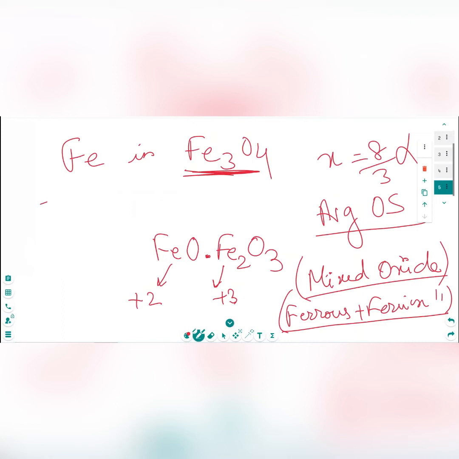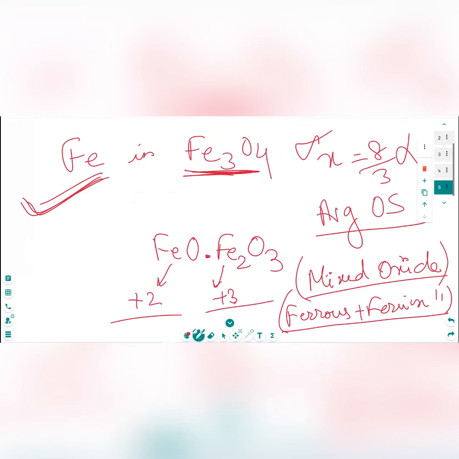Okay. And Swapnil, these kinds of questions do come in the exam because they are tricky. Fe3O4, people get confused. They get 8 by 3. Obviously, the answer is wrong. So you should know how to split it and tell them it has 2 oxidation states because it is made up of ferrous plus ferric, and hence it is called a mixed oxide. So it will have +2 and +3, both the oxidation states.